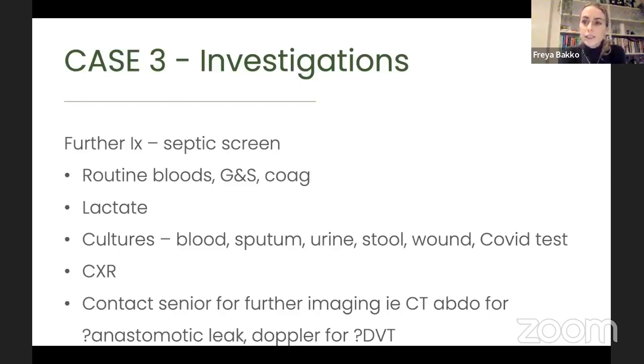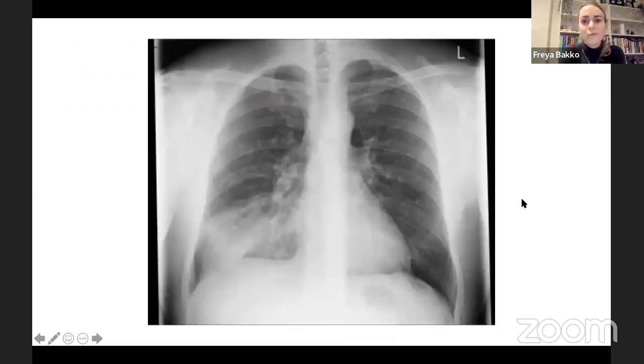As this patient is post-operative, you want to alert your senior to the fact that he's spiking temperatures, and you want to ask whether there's a need for further investigations, such as a CT abdomen for a possible anastomotic leak, which can cause a raised temperature, or whether you want to do a Doppler or a CTPA for a DVT. So it's important to remember that a cause of post-operative fever is also VTE, and this can be the only sign of a PE post-operatively, so keep it as part of your differentials in any patient spiking a temperature. So you do your chest X-ray, and this is your result.